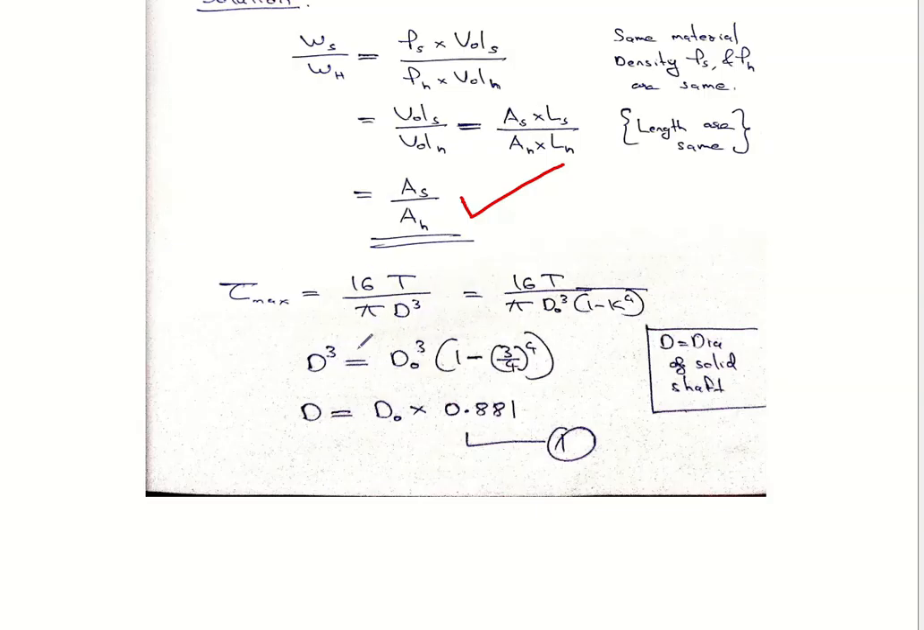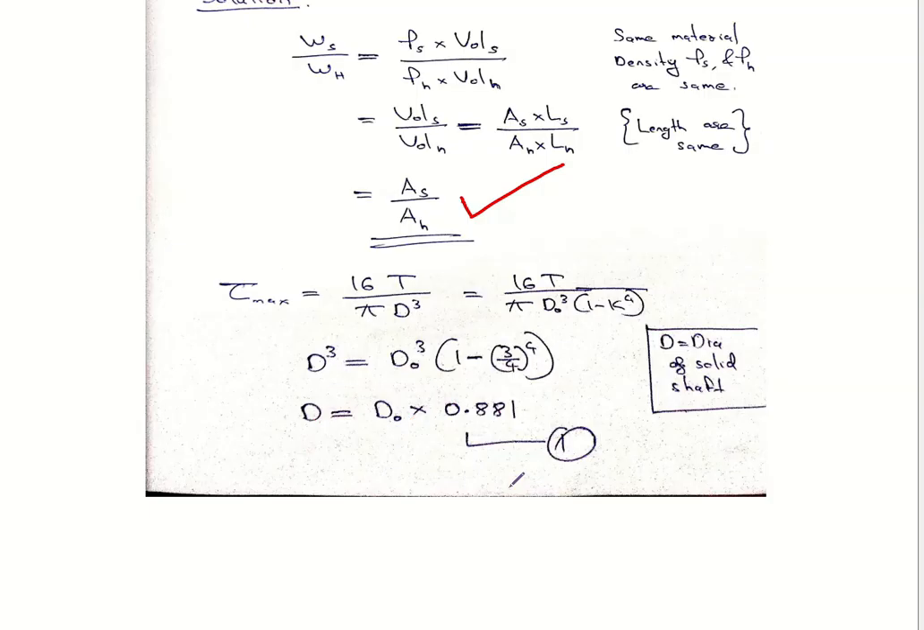Here, the only difference is d cube and Do cube. So I can simplify this equation as d cube is equal to Do cube into (1 minus k raised to 4). The k value is already given in the question. It is given as 3 by 4. So I can substitute that and relate the outside diameter of the hollow shaft and the diameter of the solid shaft. So there is a relation between the diameter of solid shaft and outside diameter of hollow shaft.